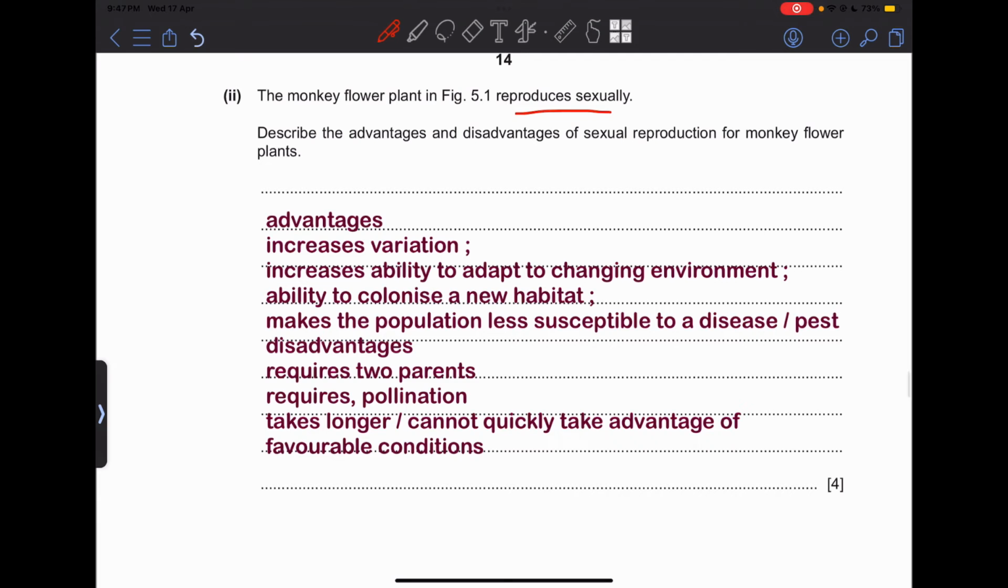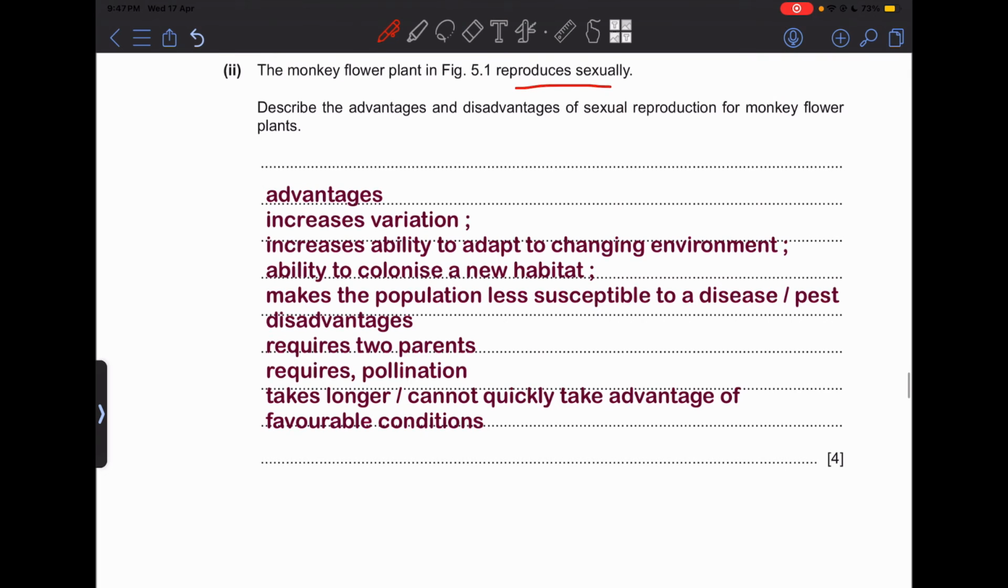Now, disadvantages: requires 2 parents. This may be a problem if the plant is in an area where there are no nearby plants to pollinate it. Requires pollination and takes longer or cannot quickly take advantage of favorable conditions. So these are the disadvantages of sexual reproduction. This is a general advantage and disadvantage of sexual reproduction.